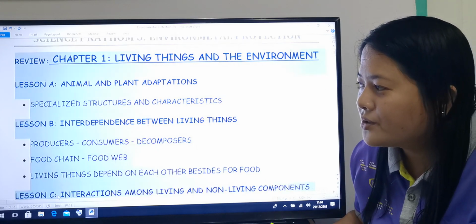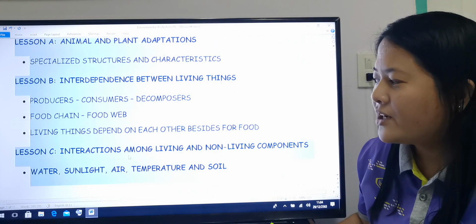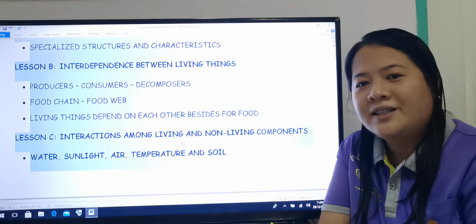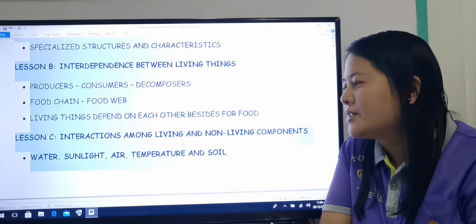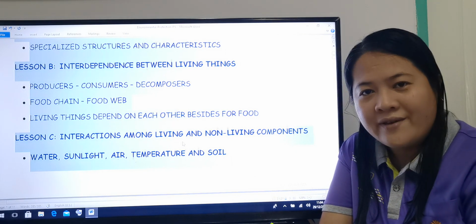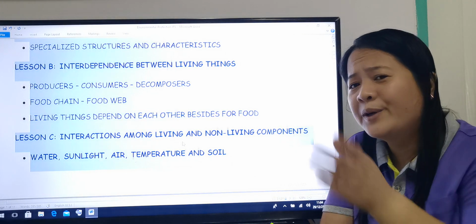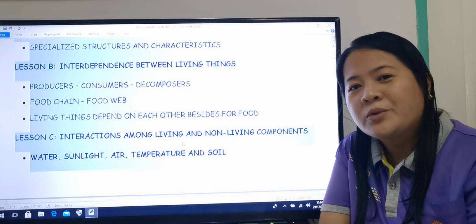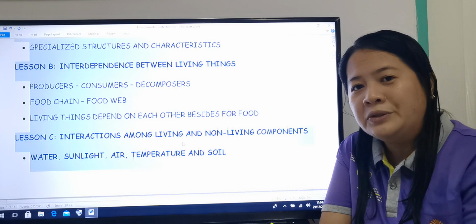And we also studied about interactions among living and non-living components. We studied about how water, sunlight, air, temperature, and soil interact with the living things. I hope all of these topics are clear to you already, so we can move on to our new lesson.